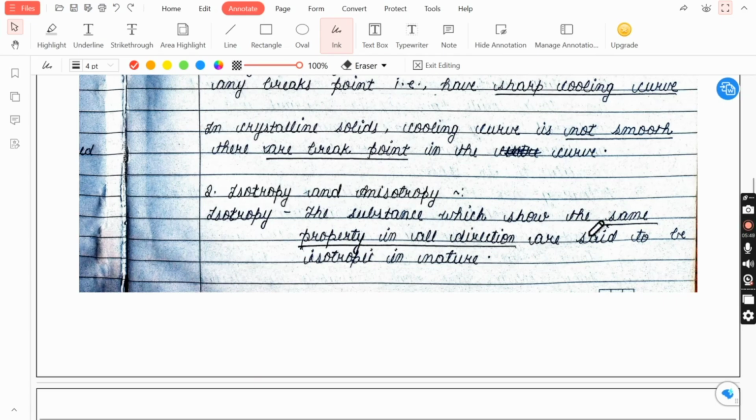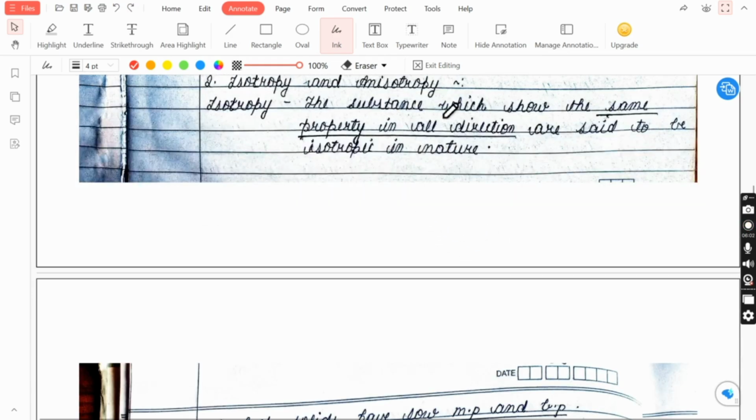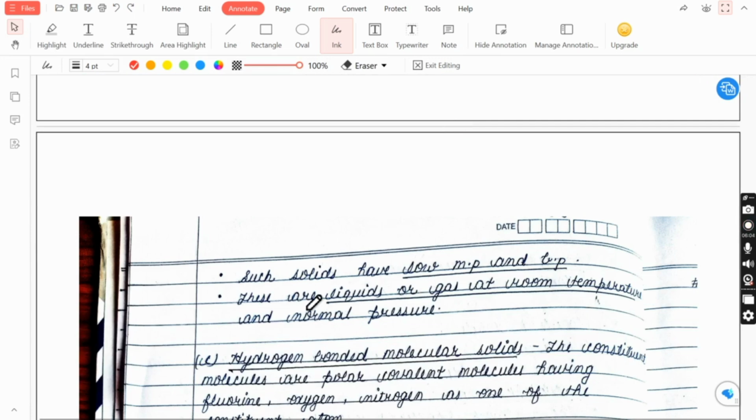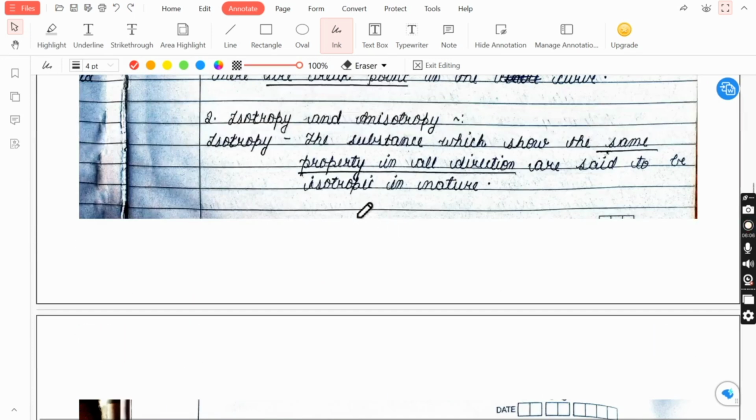Isotropy is what? The substances which show the same property in all directions are said to be isotropic. So this property of showing the same property in all directions is called isotropic in nature, and anisotropy is just the opposite of it.